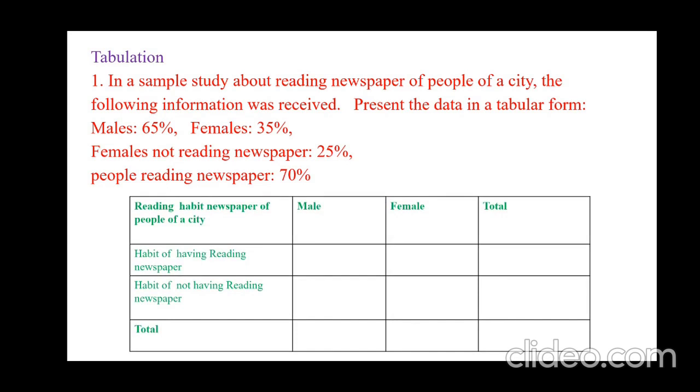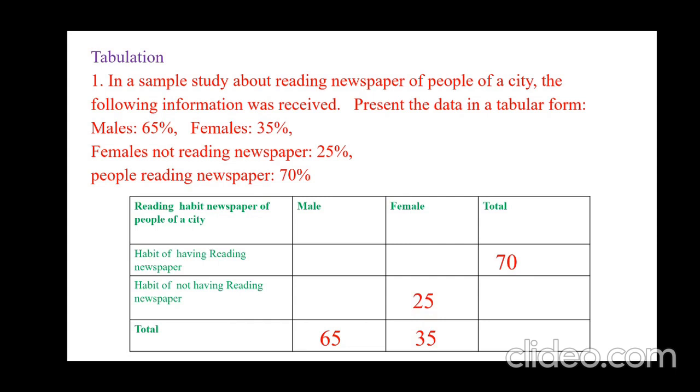Here the information given is males 65%. We mention that percentage is given. No need to mention it here because units are not mentioned in the table; in the source note we can mention it. Females 35%. Females not reading newspaper 25%. People reading newspaper 75%. These are the 4 values to be mentioned, so we are mentioning them in these places.